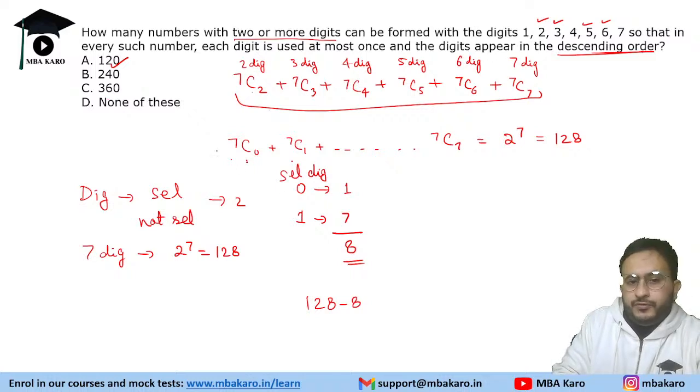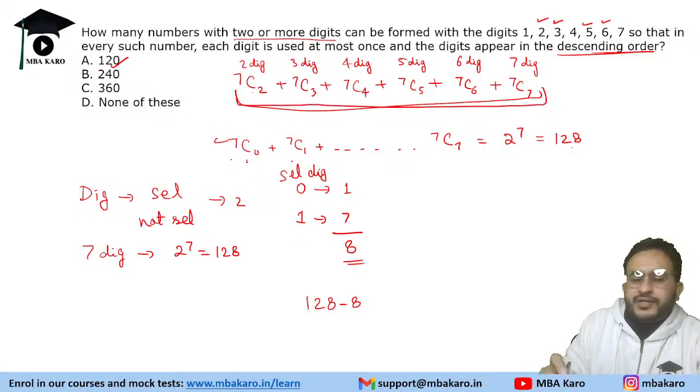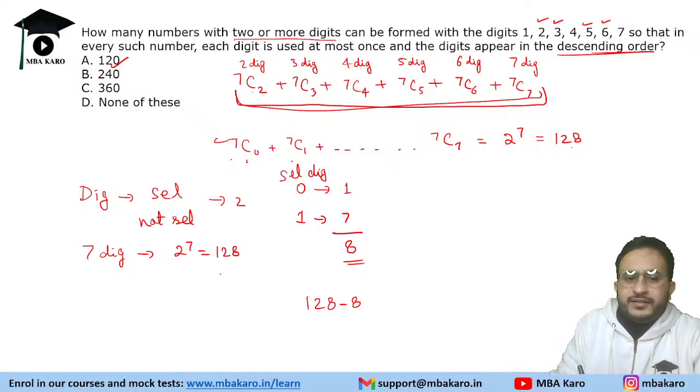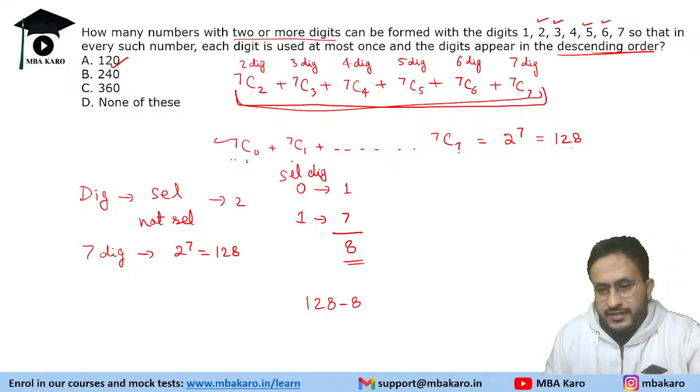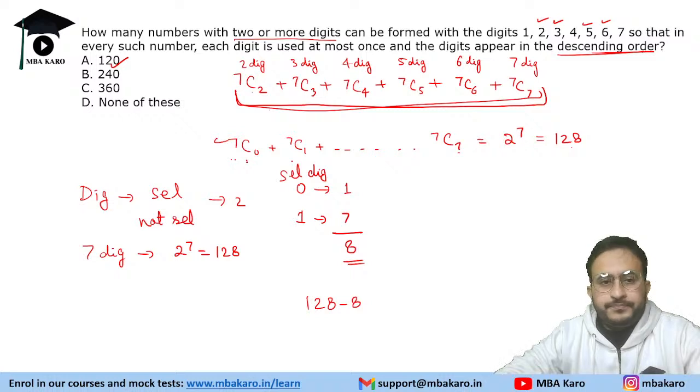So if you understand this method, great. Like why it is 128 and this. If not, then simply keep adding these, you will get the same result. But ideally you should know this concept, that if we have nC0 plus nC1 and so on added till the end, that is 2 raised to the power n.